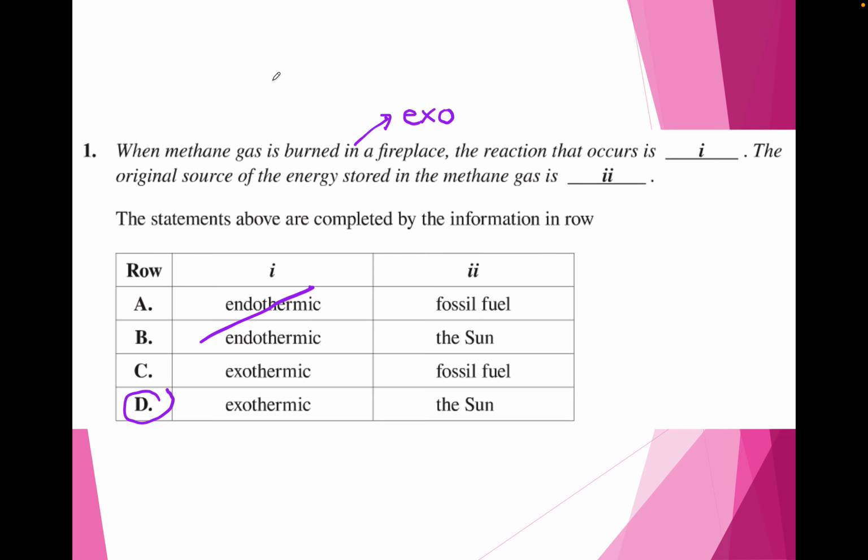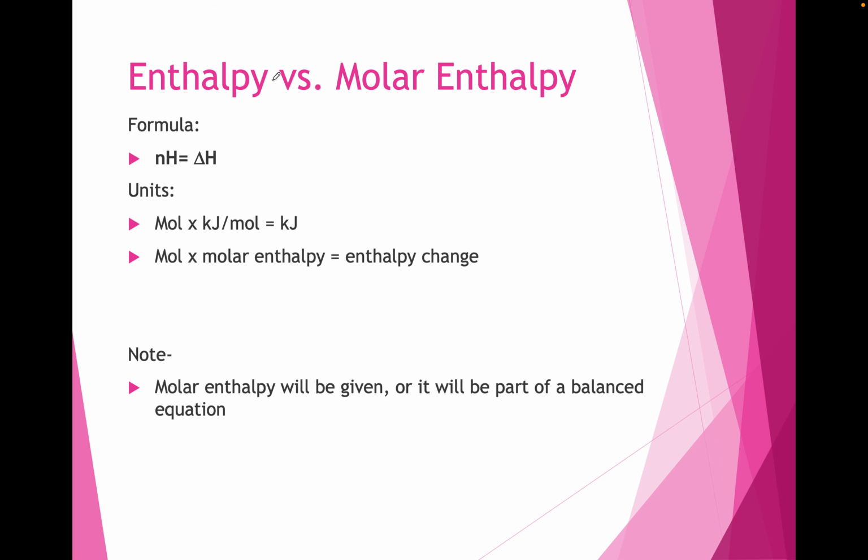Now, as we moved on in Thermochem, the next thing we started to take a look at is the term enthalpy and molar enthalpy, and we need to know when to use each of these terms. So the next formula we have is nH equals delta H, and here the units, we do know n is still what you're used to. That is going to be moles.